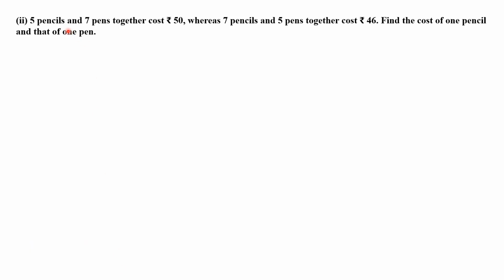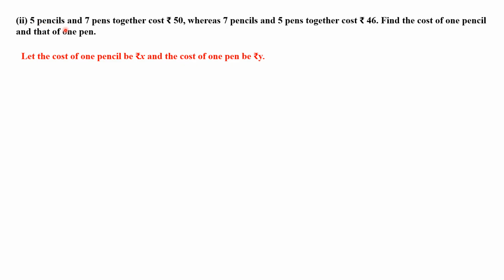Question number 1, second part. 5 pencils and 7 pens together cost 50 rupees, whereas 7 pencils and 5 pens together cost 46 rupees. Find the cost of one pencil and that of one pen. Okay. So here what I will do, I'll assume let the cost of one pencil be x rupees and the cost of one pen be y rupees.